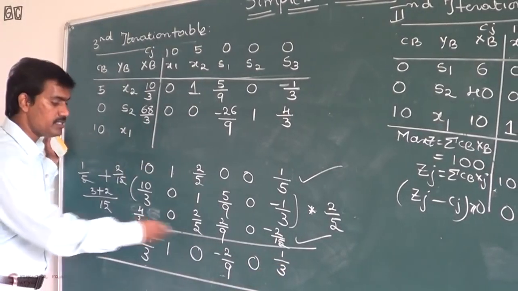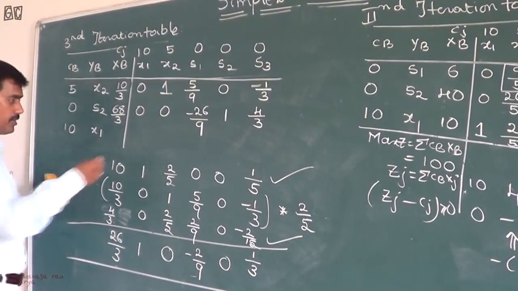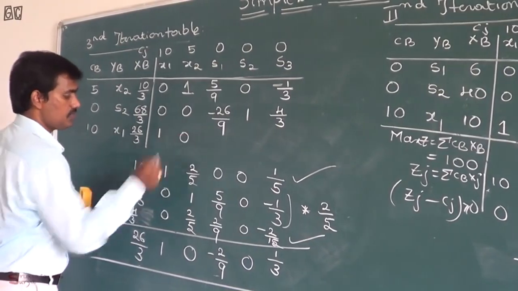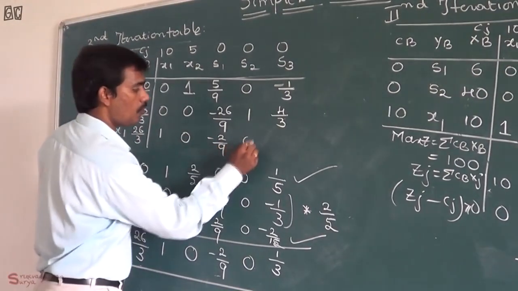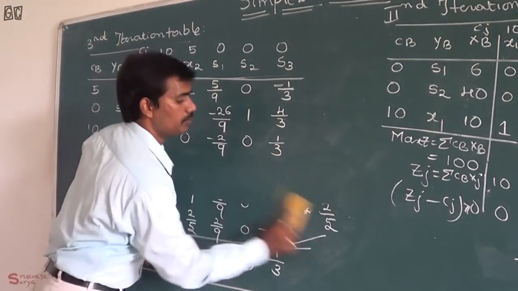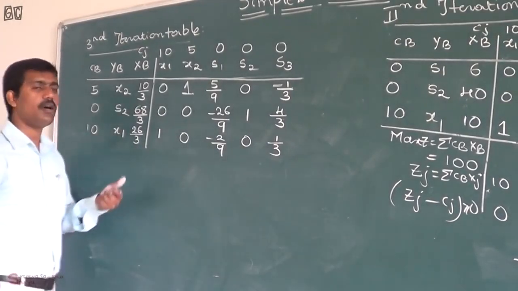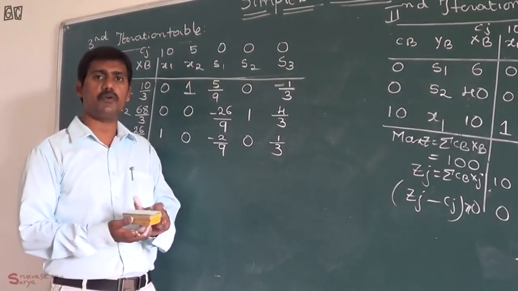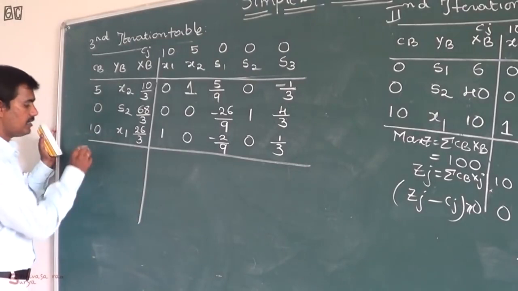Now I am going to write this entire row in the third row, that is 26 by 3, 1, 0, minus 2 by 9, 0, 1 by 3. Now I am going to rub this. So we made this key element as unity and all the other elements as 0, and the next steps give the maximum of z.